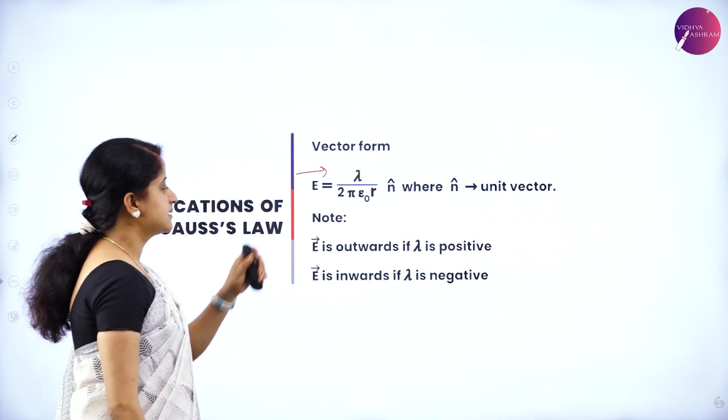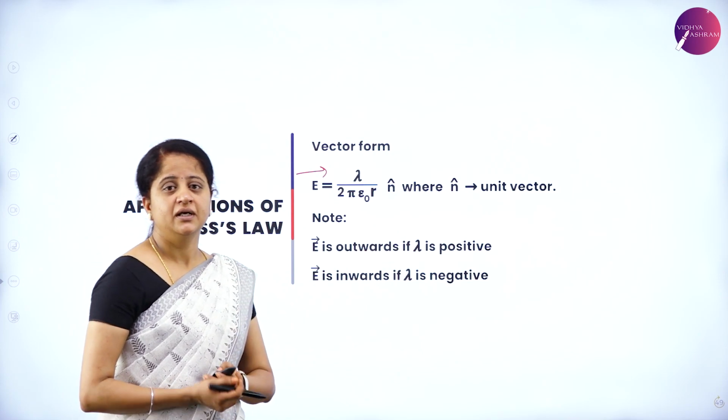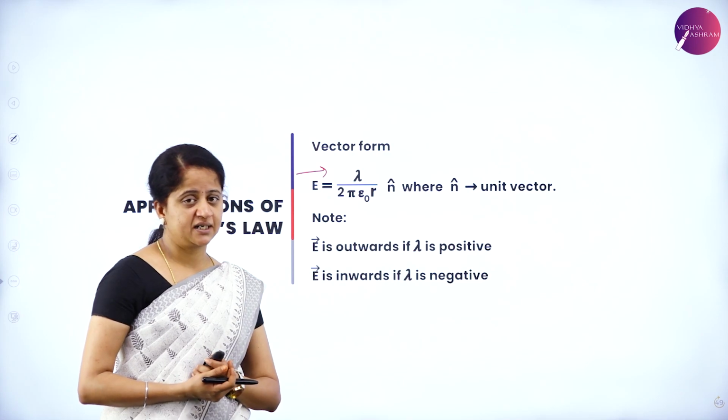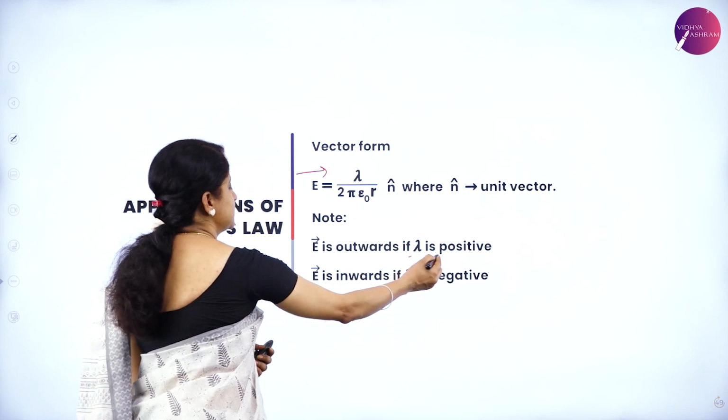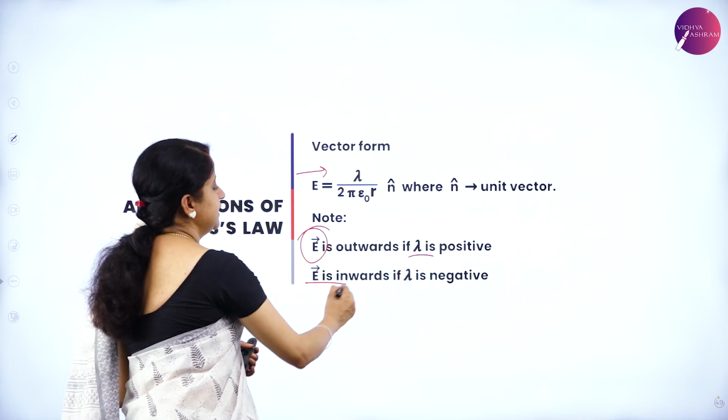Here E is outwards if lambda is positive, as we all know the direction of the electric field due to a positive charge and a negative charge. So when lambda is positive, E is always outwards, and when lambda is negative, E is inwards.